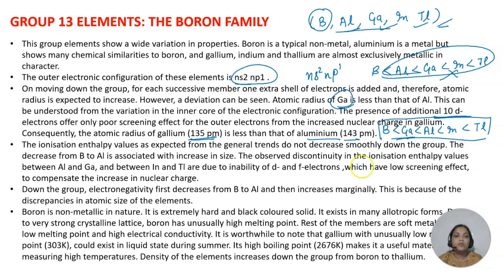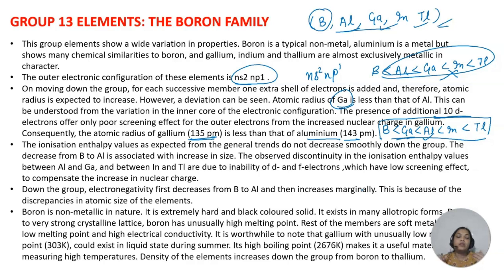Now the same goes for ionization enthalpy. Moving down the group, it should decrease, but it will not decrease smoothly because of the atomic size issue again. There is a discontinuity between aluminium and gallium, and then indium and thallium also. Generally it should decrease, but due to the poor shielding of d, because whenever d and f electrons come in between, the trends will change.